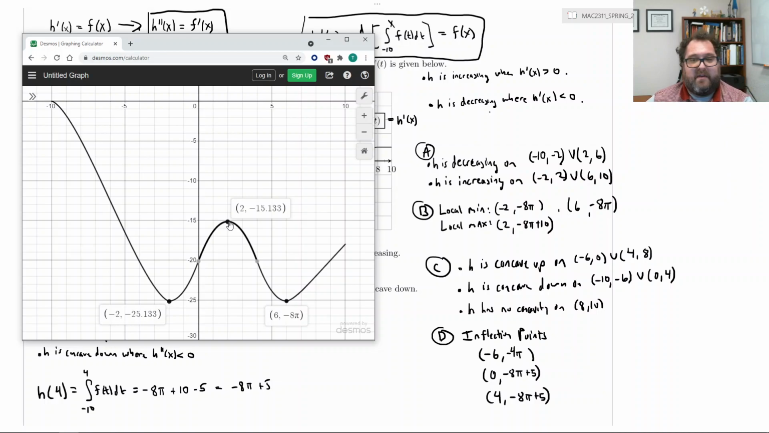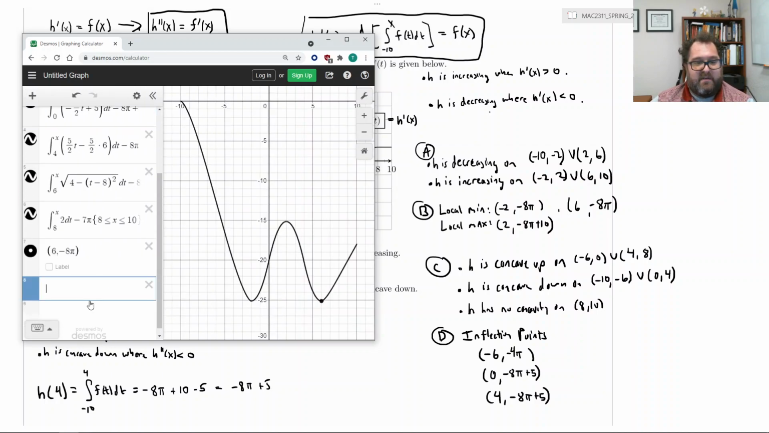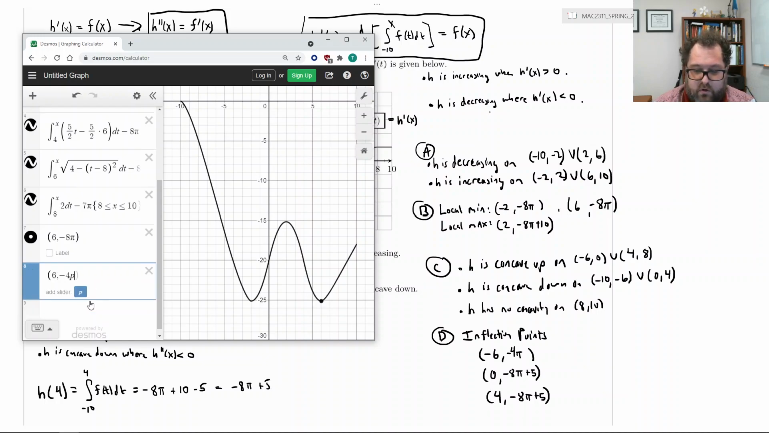And now let's talk about the concavity. Okay, now it's kind of hard to see concavity, so let's insert the inflection points, because that'll help us to see concavity easier. So we had an inflection point at negative 6 comma negative 4 pi. Oh, it's negative 6. I was about to say that's not a point on our graph. That looks much better. All right, got scared for a second.